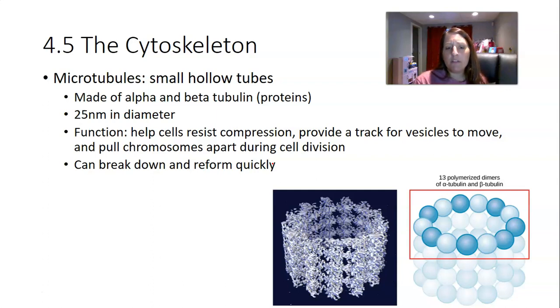They've got a variety of different functions. They're involved in maintaining cell shape. They can resist compression. They also provide a track for vesicles to move. So remember we said that vesicles can move from the ER to the Golgi, or from the Golgi to the plasma membrane, or from the plasma membrane to the lysosome. When those vesicles are moving in the cytoplasm in between compartments, they're not just moving again aimlessly around the cell. They have a clear path, and that path, or literally kind of like a road, is created by these microtubules.